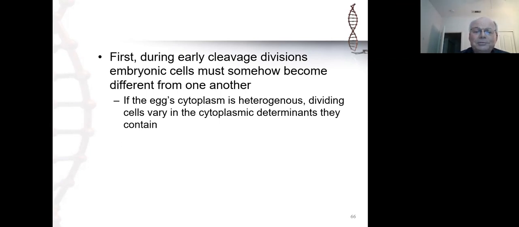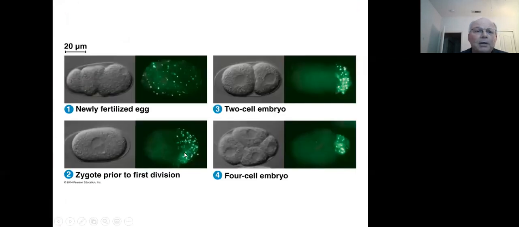Now, for some organisms, that starts on the basis of the determinants that are placed in the egg cell by the mother, these so-called cytoplasmic determinants. So you can see here the presence of determinants in a fertilized egg of a little worm called C. elegans.